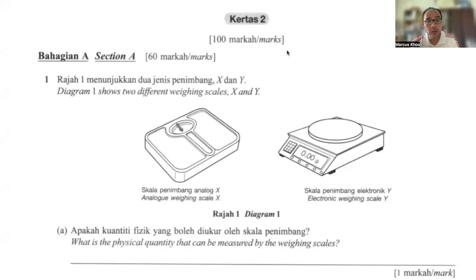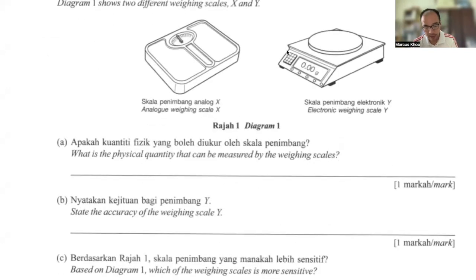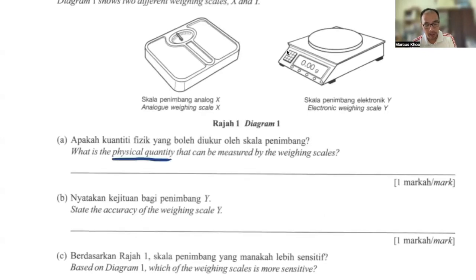Diagram 1 shows two different weighing scales, X and Y. Okay, so you have an analog scale on the left and then the electronic on the right. So the question is, what is the physical quantity that can be measured by the weighing scales? Of course, the physical quantity, okay, you're talking about mass.